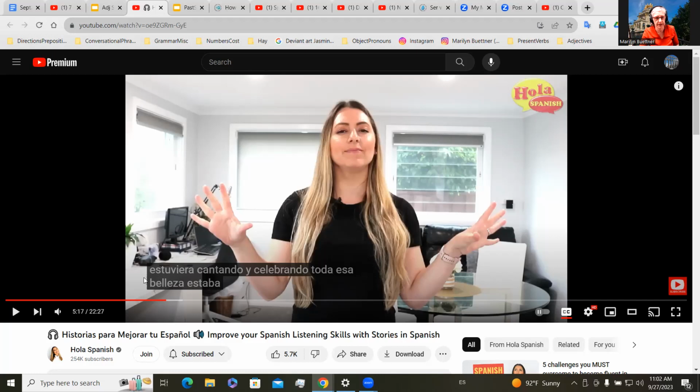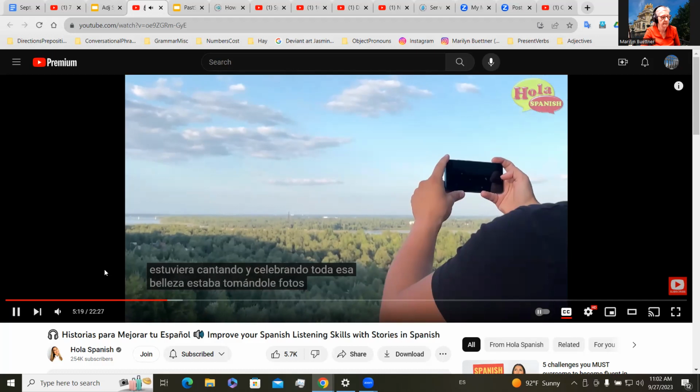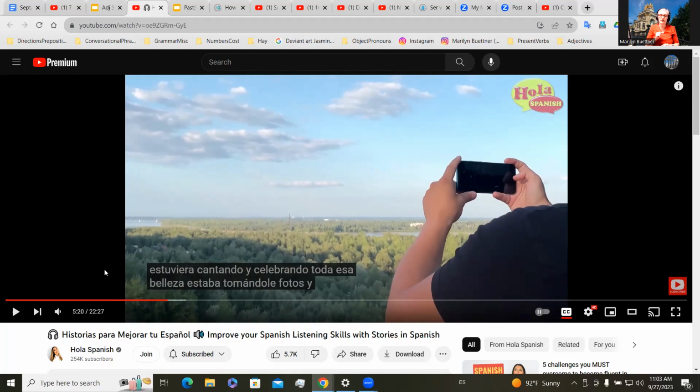Estaba tomándole fotos. And now she doesn't say this as I took pictures. She wants you to get the idea of I was taking some snapshots. She used sacar in the first paragraph, and now she's just switching up for no particular reason? Probably not to be repetitious. To change it up, just as we do.